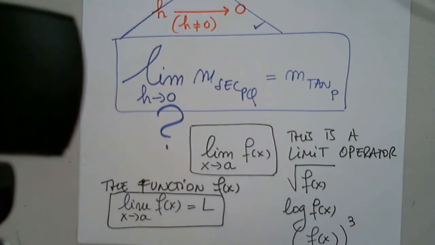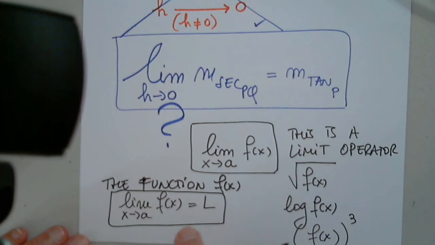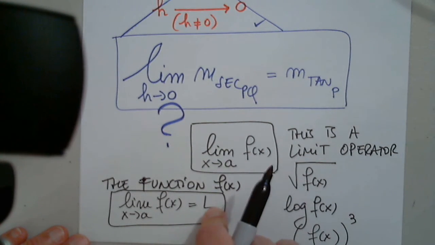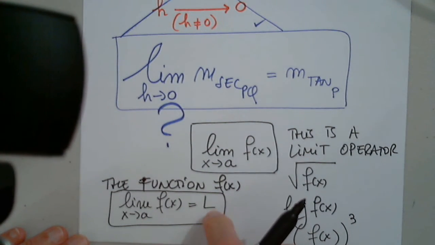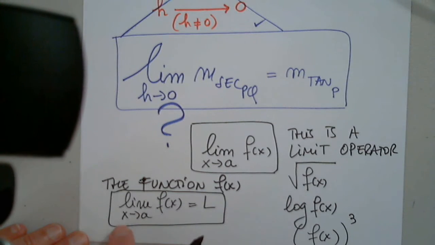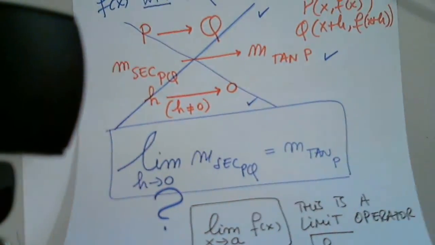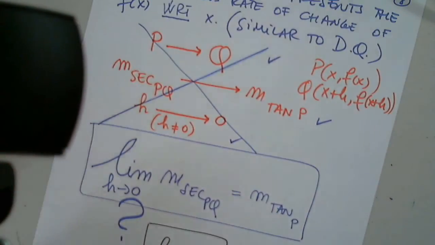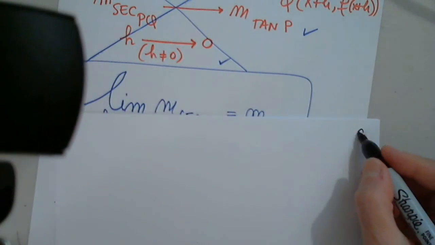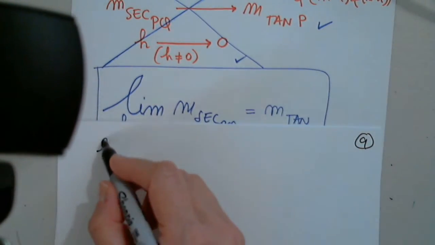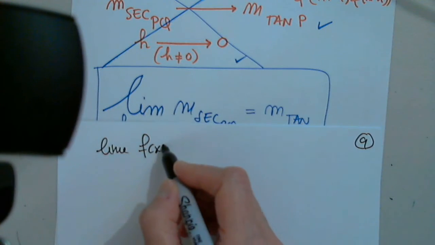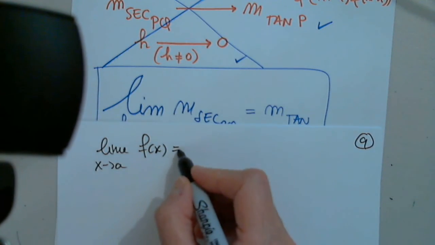It means the function f of x approaches a number, or let's assume it's a number, otherwise the limit will not exist. So the function f of x approaches this number when x gets closer and closer to a. So I'm going to move on to the next page and write it again. So limit of f of x as x approaches a is L.